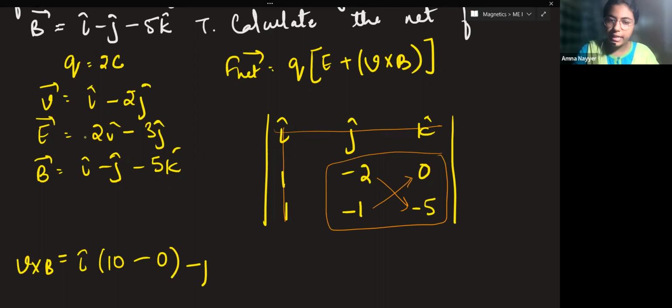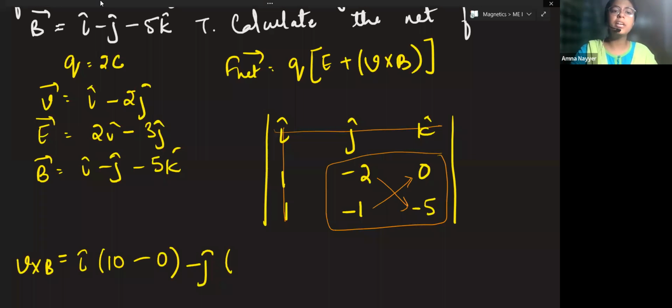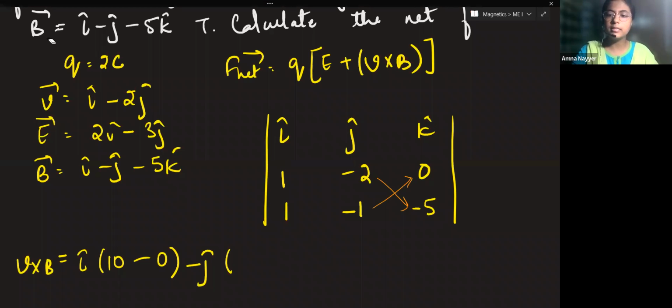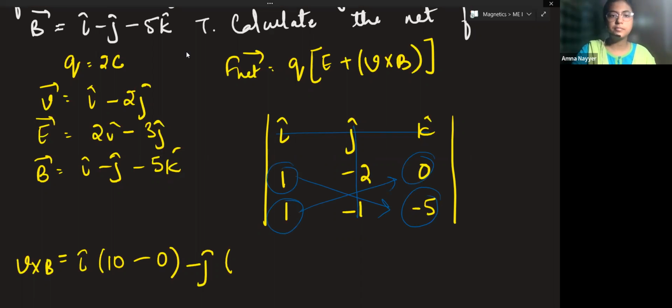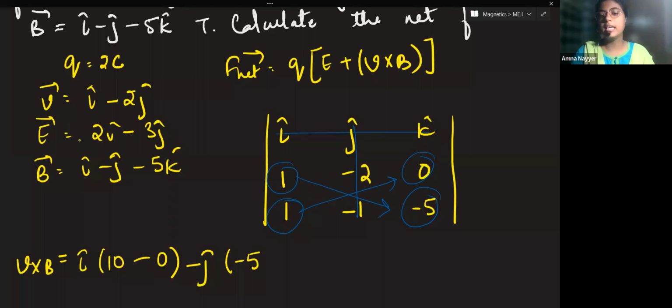For J cap, we write a negative, minus J cap, and do the same thing, but we eliminate J cap's column. Now you are left with these. Multiply these two, minus these two. So 1 into -5 gives you -5, minus 1 into 0 again gives you 0. Remember we write the minus sign for J cap.